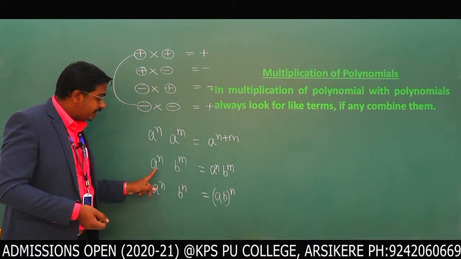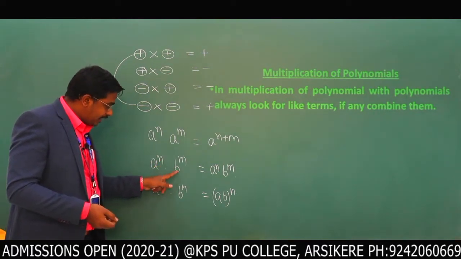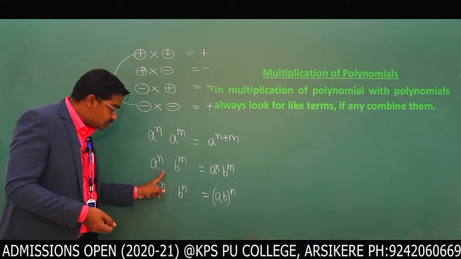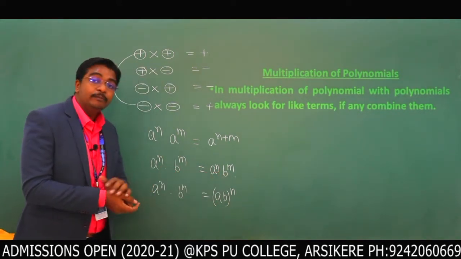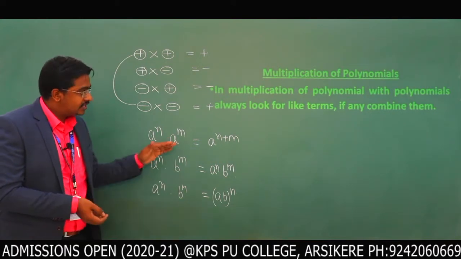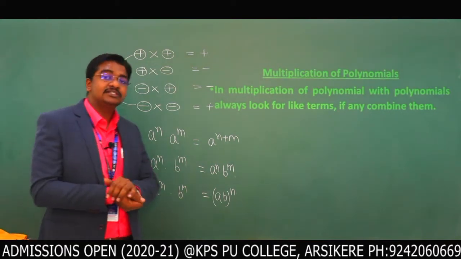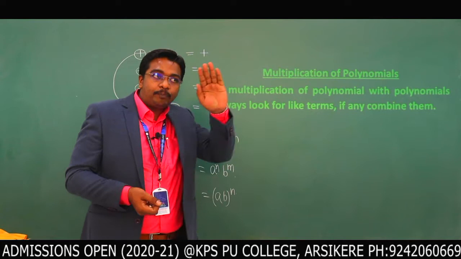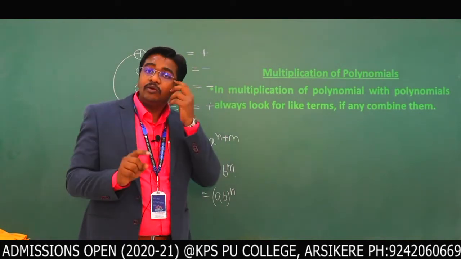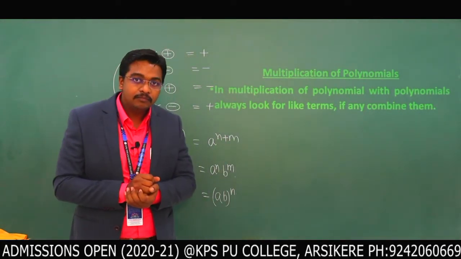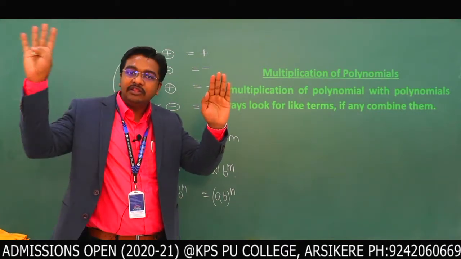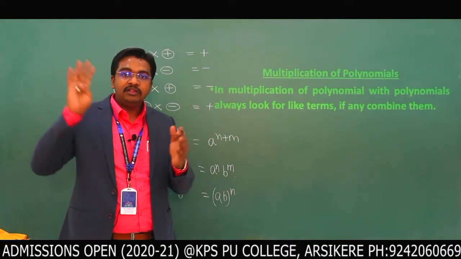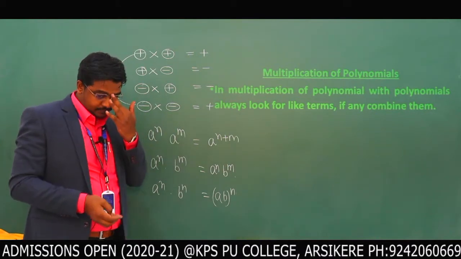When we have unlike terms like a power n and b power m, these two are unlike terms, so just combine them like this: a power n into b power m. So these are the cases. Now we will discuss the examples: monomial with monomial, where monomial means having only one term, monomial with binomial, binomial with binomial, and trinomial with trinomial.